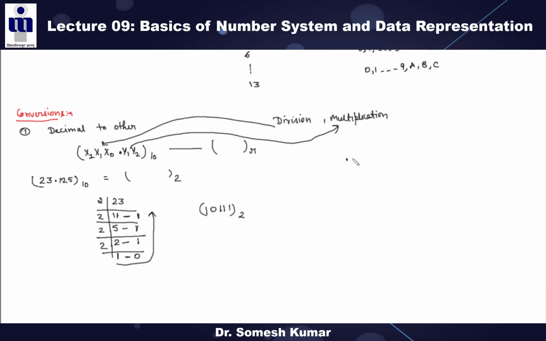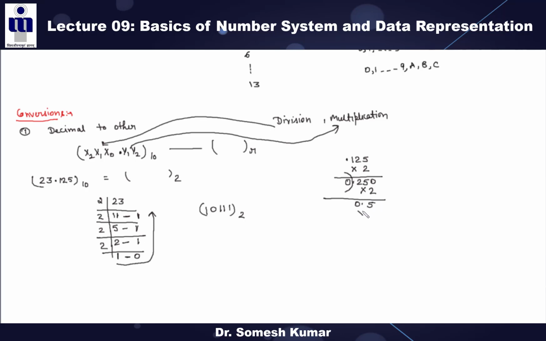Similarly, what is the binary for this fractional part? We have to apply multiplication here. We multiply this 0.125 with the r. Here the r is 2, right? So we multiply it by 2, and it comes 0.250, right? So we have to take the left hand side digit only. Now again this is 0, right? So again we have to multiply this 0.25 by 2. What will we get?